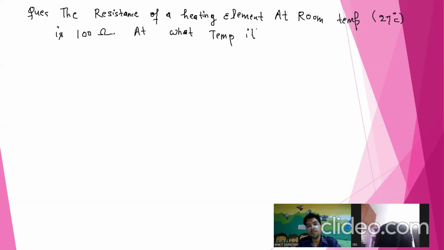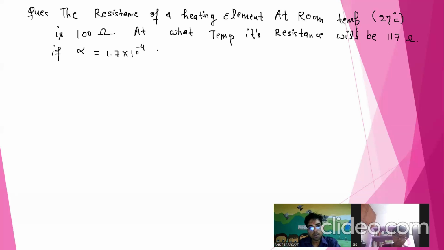At what temperature its resistance will be 117 ohm, if the value of alpha is 1.7 multiplied by 10 to the power minus 4 per degree Celsius? Options I am giving.